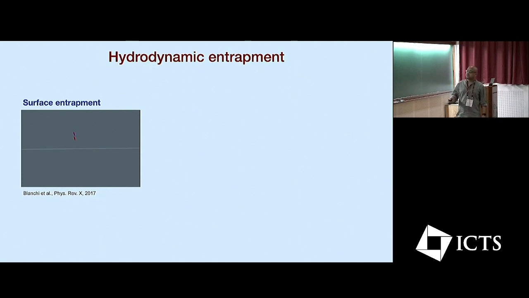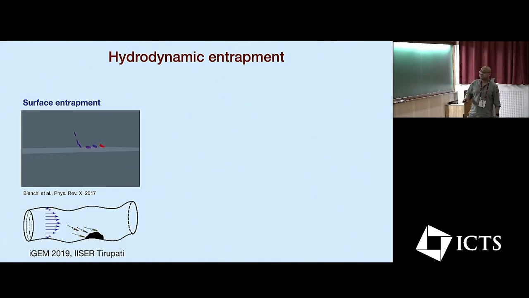The aspect that we are going to discuss is called hydrodynamic entrapment. This is a real experiment where bacteria are released just above a substrate. They go into the substrate and then they get trapped and they move only along the substrate. How that process happens is not fully understood, but it is interesting from an application point of view.